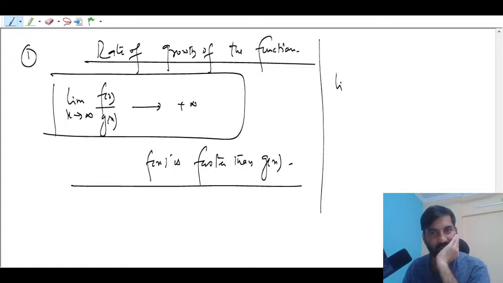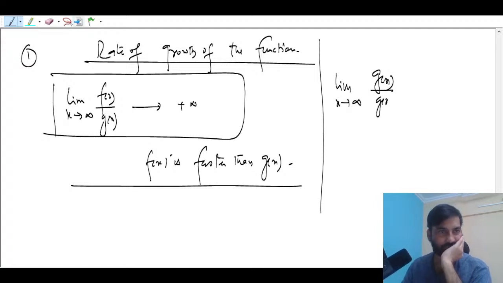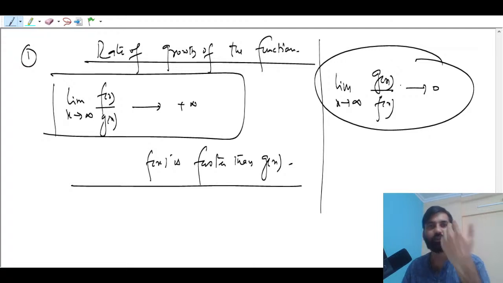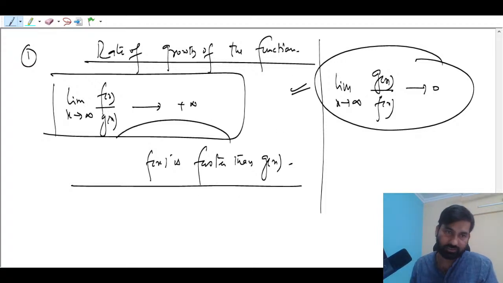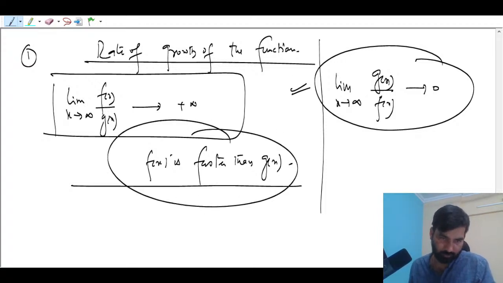And suppose limit x tending to infinity, g(x) upon f(x) is there, and it is becoming 0, right? Then you can determine which one has the slower rate of growth, okay. So this is one concept that you can use.